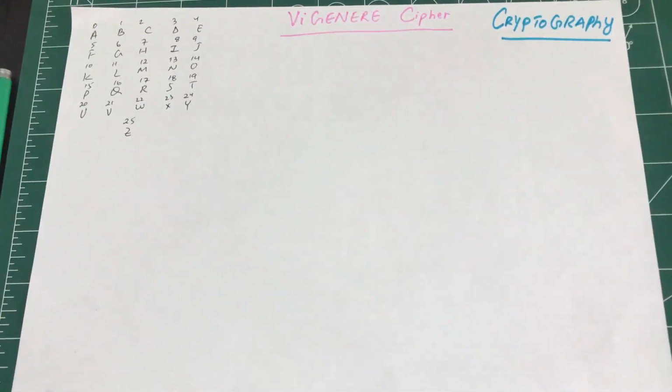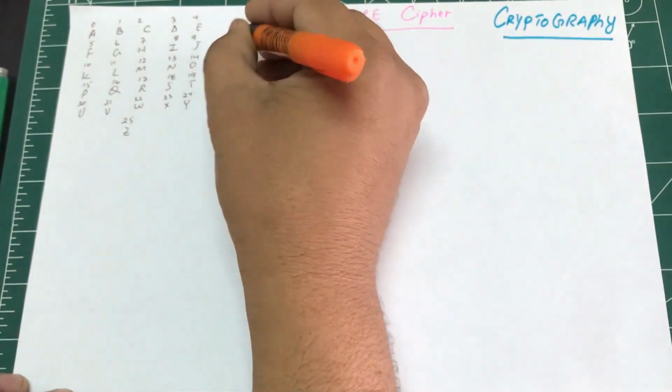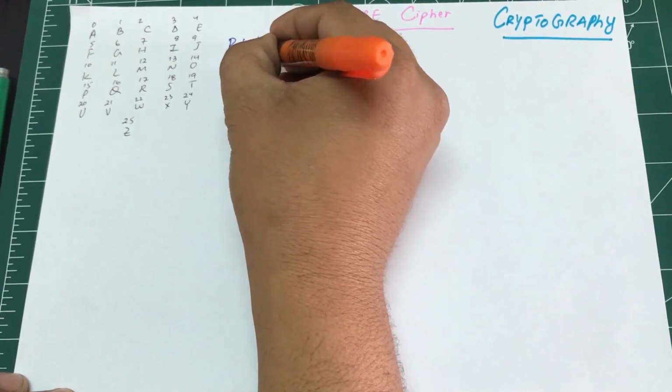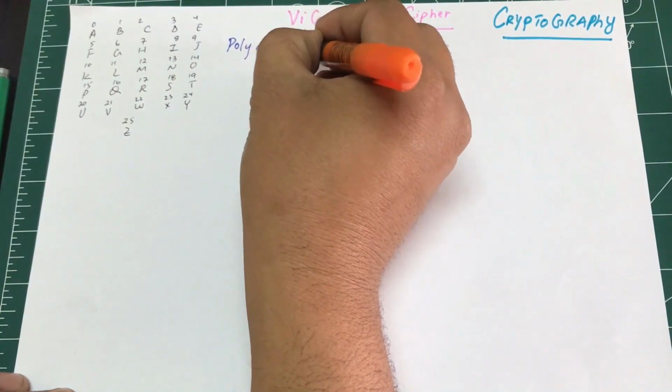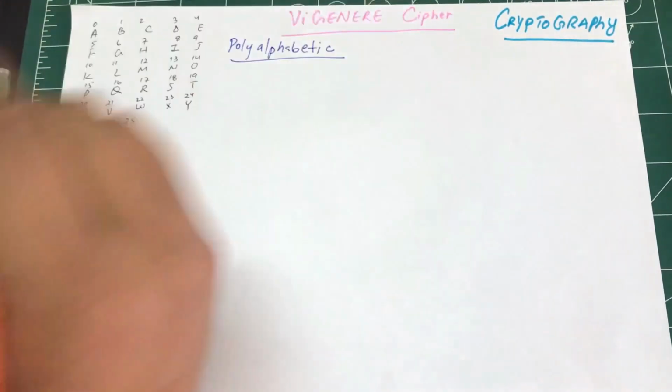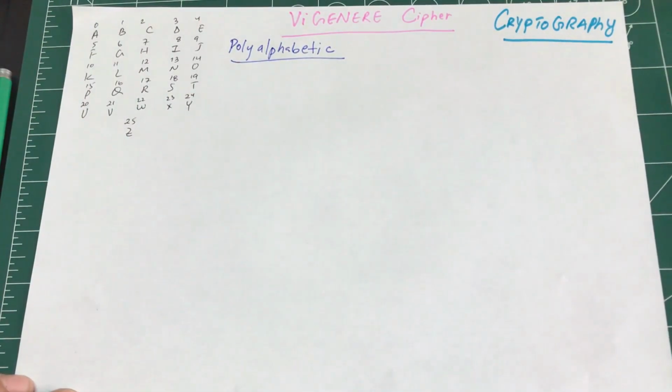Okay, so we're still doing substitution ciphers. We did monoalphabetic, and the last video was on the Playfair cipher. So let's look at another cipher which is also polyalphabetic in nature. They are hard to crack as compared to monoalphabetic ciphers. We're going to look at a cipher called the Vigenere cipher.